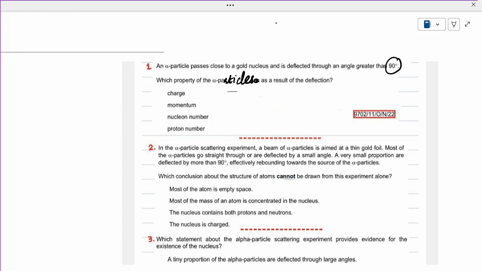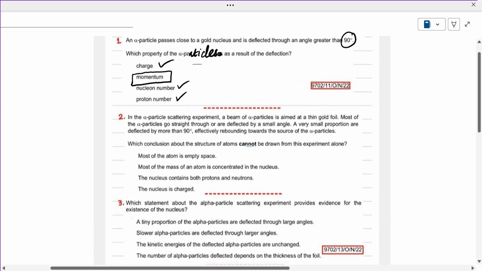The charge will definitely remain the same. Nucleon number, the atomic mass, also remains the same. Atomic number or proton number remains the same. So what is changed? The momentum will be changed. Why? Because if it is bouncing back, its velocity will definitely change. This is basically homework that I would give you, but since it's a demo class, I'm solving these questions here that would otherwise be solved in the next class.